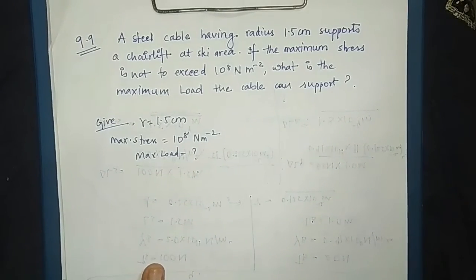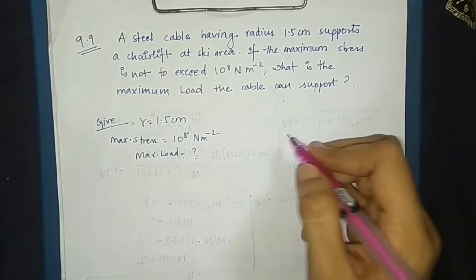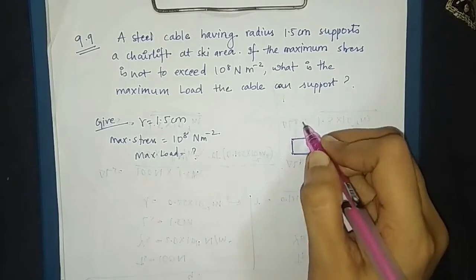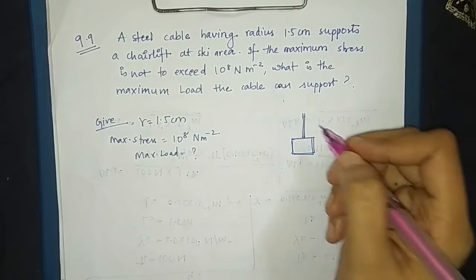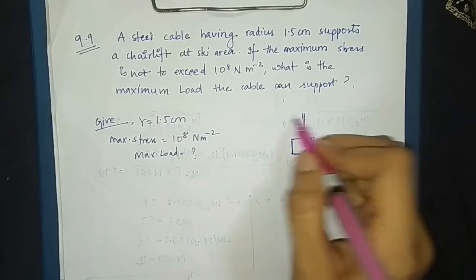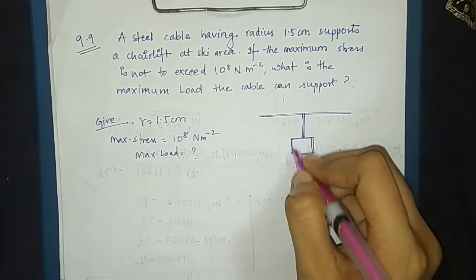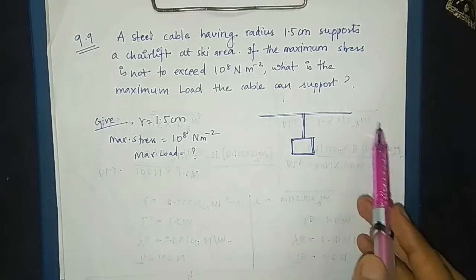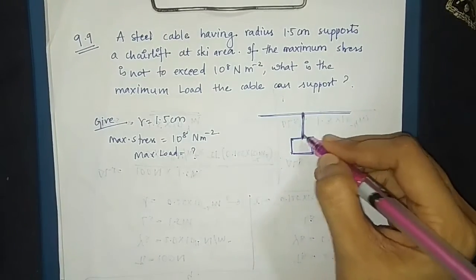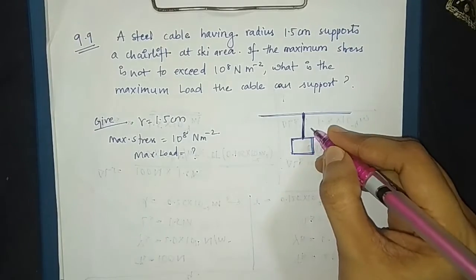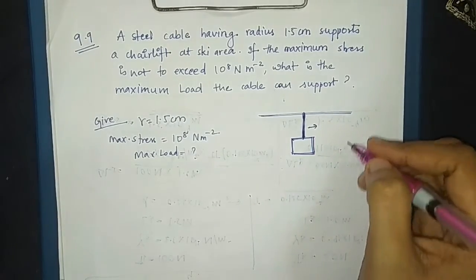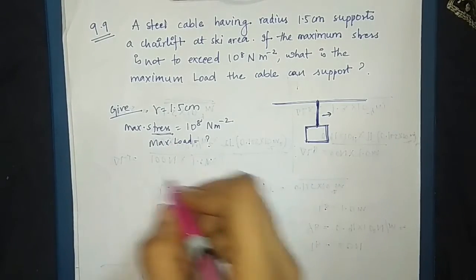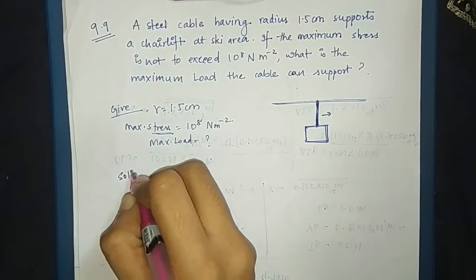This is a very simple question. It can be considered as a chairlift that is handled by a steel cable at a ski area. People sit in this chairlift and they are moved from one mountain to another. So what we have to calculate is the maximum load that this cable can handle. We have been given the stress, so let's calculate the solution.